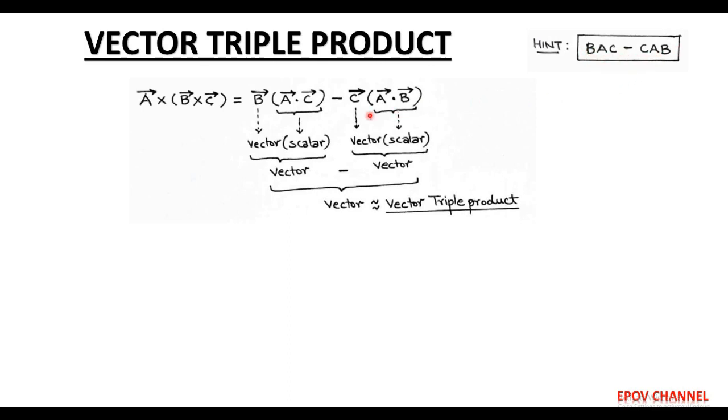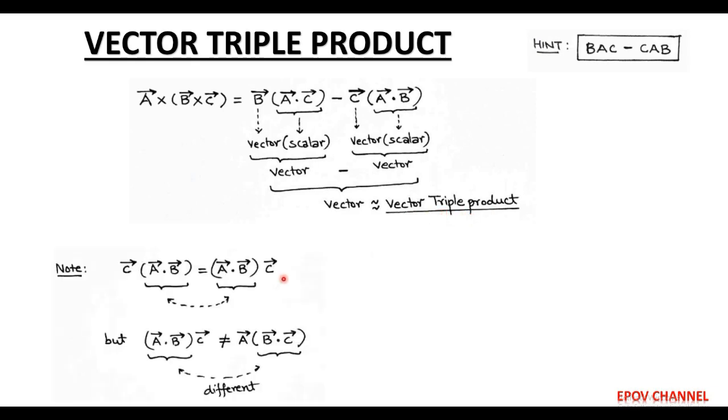And we know that the dot product of two vectors is a scalar quantity. So here the first term is B vector into A vector dot C vector. The result of the dot product is a scalar, and the multiplication of a vector and a scalar is also a vector. So the first term is a vector quantity, and similarly the second one is also a vector. And the difference between the two vectors is also a vector. So the result of vector triple product is a vector quantity. That's why it is called vector triple product.